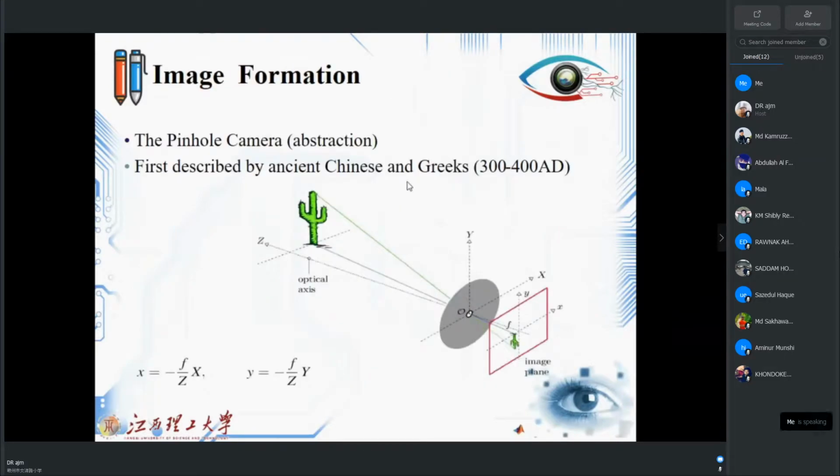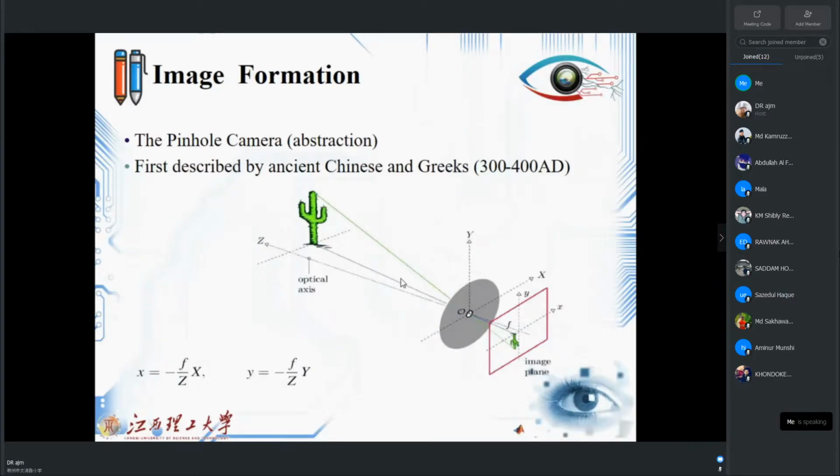The old idea regarding having the image is something like that. There was the pinhole camera. The idea is very simple, and I can tell you very nicely: you have one object at a distance in the Z direction, suppose, and X and Y you can see here. Then what happened in the year 300 or 400 AD, Chinese and Greek people invented this method to copy and have the image.